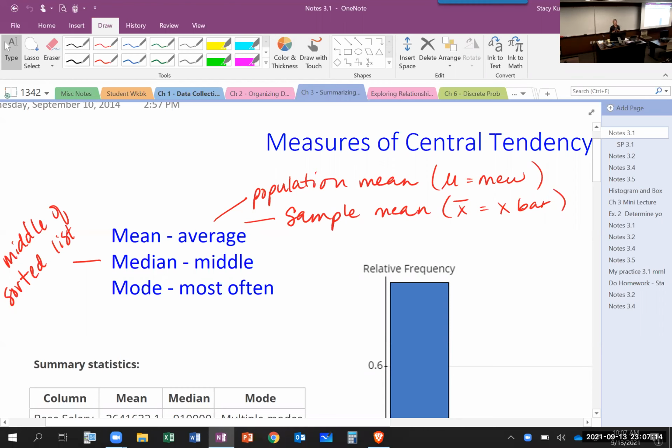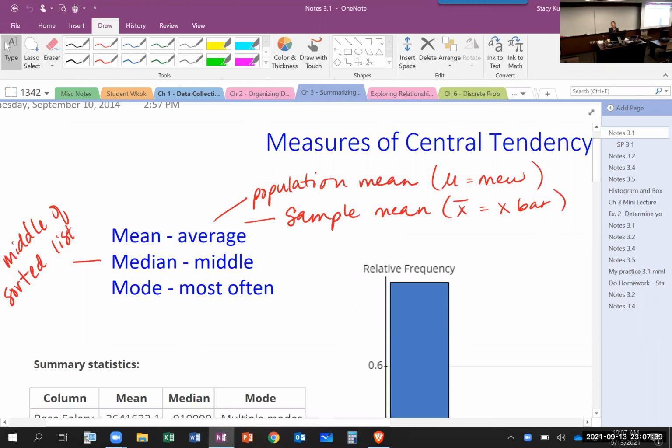The sample mean is exactly what it appears to look like. It's called X bar. So X bar represents our sample mean. Mu represents the population mean. You'll start to learn that all the Greek letters represent the population, and we'll have other variables that represent the sample.